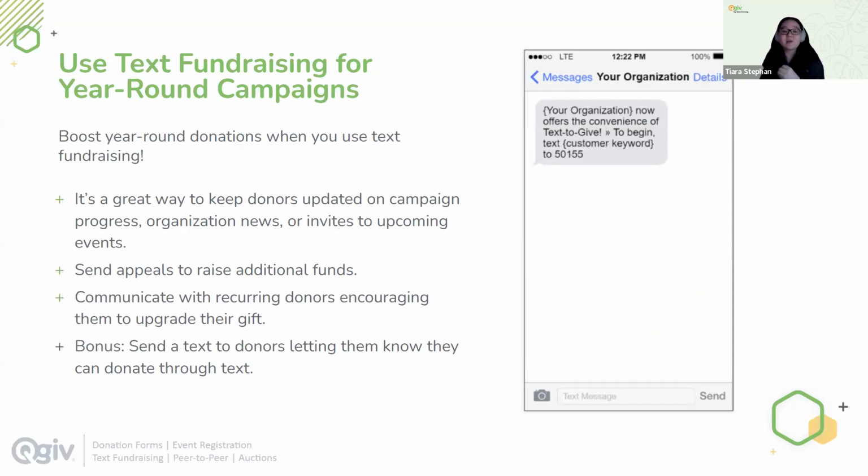To start, keep donors updated on your campaign progress. Reach out to donors who have already given throughout the year to your year-round campaign. Just sending a simple appeal to those donors can encourage them to make that second gift and help you reach your year-end goals. You can also keep them updated on company news.